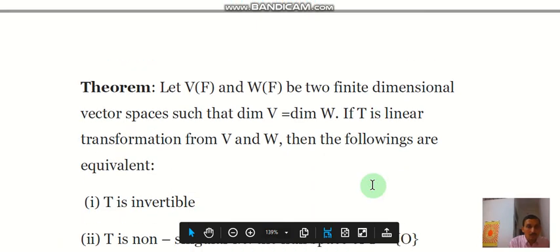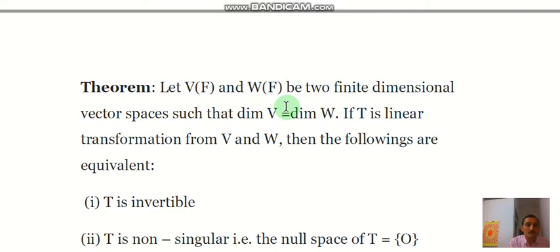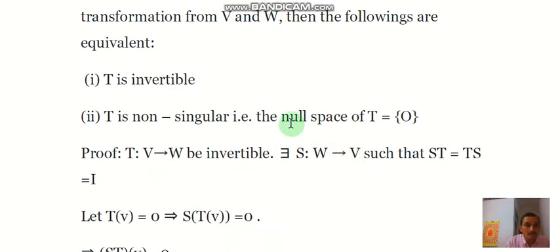For the property of invertible mappings, we have a theorem: let V over F and W over F be two finite dimensional vector spaces such that dimension V equals dimension W. Then if T is a linear transformation from V to W, the following conditions are equivalent: first, T is invertible, and second, T is non-singular, that is, the null space of T equals 0. These two conditions, T is invertible and T is non-singular, are equivalent. The proof is easy here.